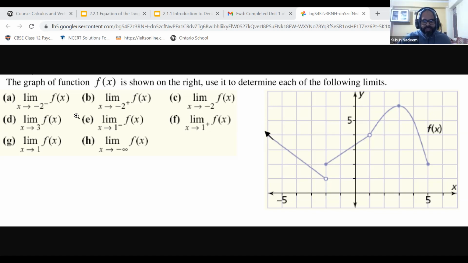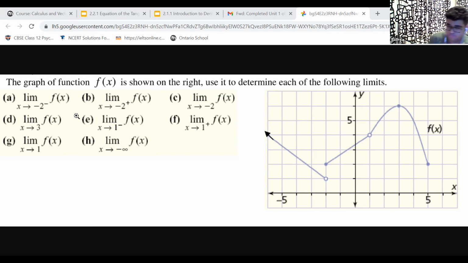I made a mistake. In C, it is limit x approaching minus 2, not f of minus 2. There is a difference between f of minus 2 and x approaching minus 2. If you see A and B, they are giving you different values. A is giving you 1, B is giving you 2. So the limit at x approaching minus 2 is not defined, does not exist. So for C, it does not exist. But if the question was f of minus 2, with minus 2 inside the bracket, then it is 2.